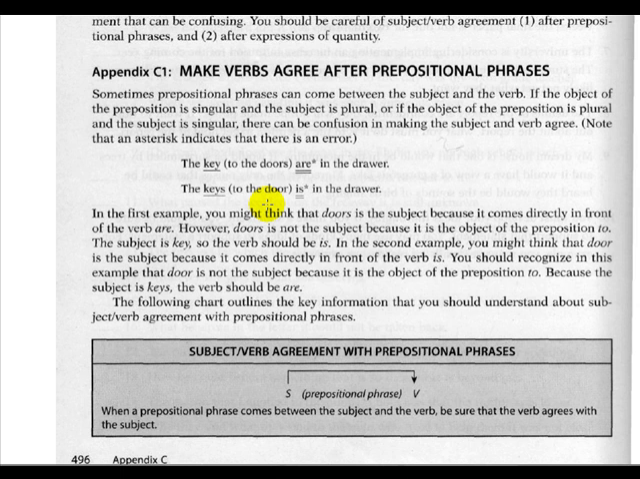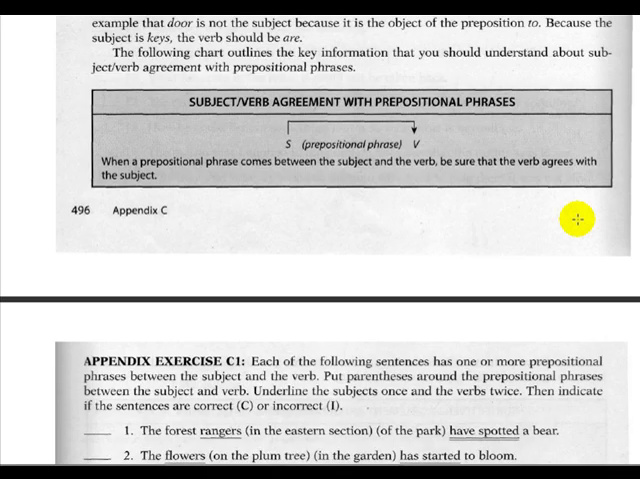So we need to get the verb agreement between the subject and the verb. Here's a small chart. It shows the subject, the prepositional phrase, and the verb. Now this little arrow says that the subject determines the form of the verb. When a prepositional phrase comes between the subject and the verb, be sure that the verb agrees with the subject.